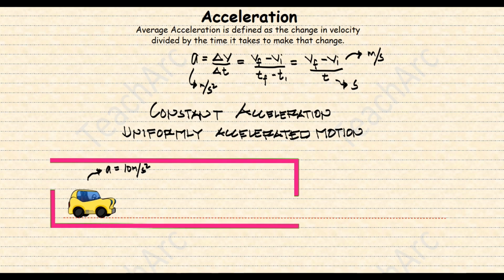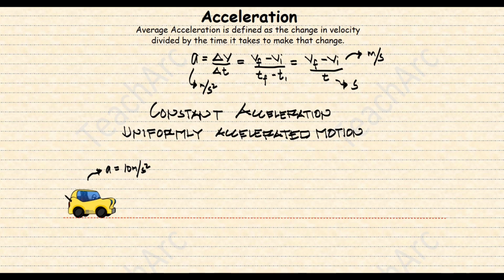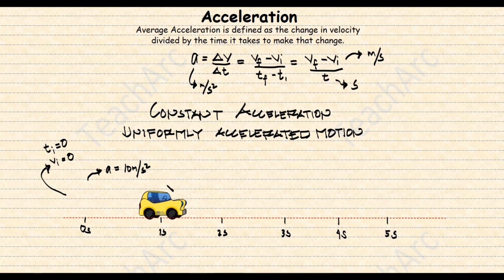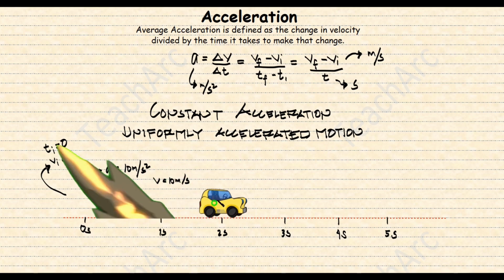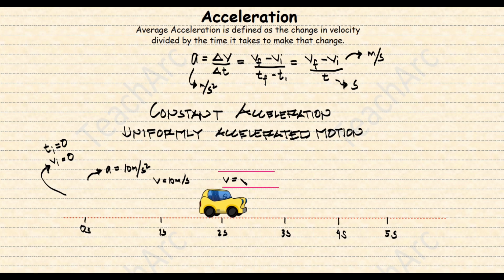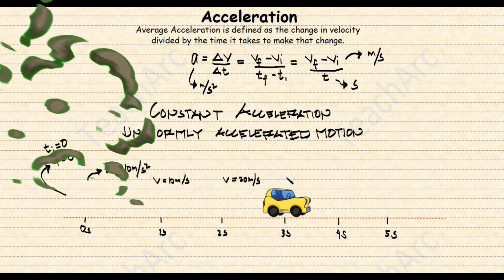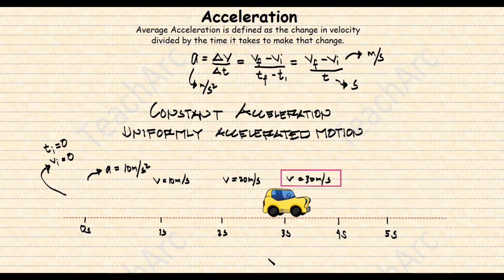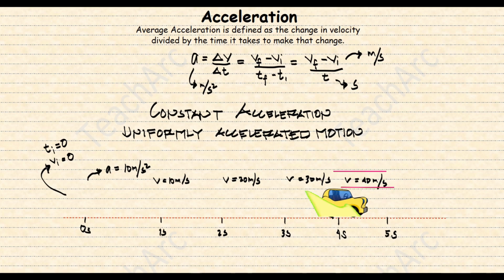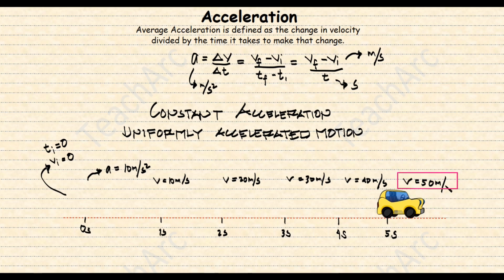Let's say our car is traveling along a straight line. Let's assume that our car started from rest and we have the means to check our car's velocity every second. So, after 1 second, our car's velocity becomes 10 meters per second, which was originally at rest. After another second, our car is traveling with a velocity of 20 meters per second. After another second, we have 30 meters per second. After another second, the velocity changes to 40 meters per second. And after another second, it reaches 50 meters per second.